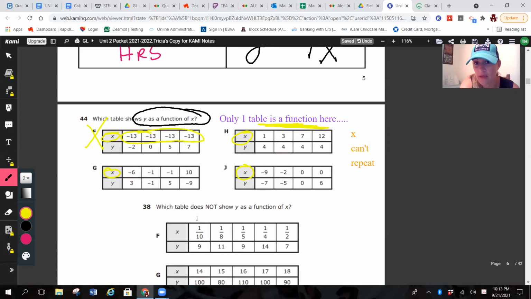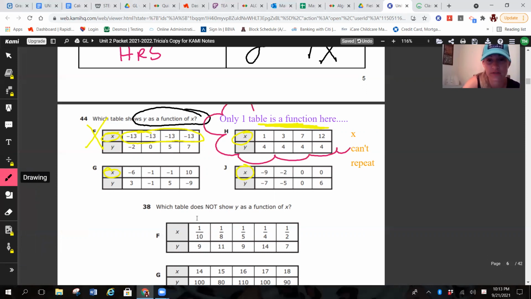H has a 1, a 3, a 7, and a 12. Each X is assigned exactly 1 Y. So 1, 4, 3, 4, 7, 4. Y repeating doesn't matter. Therefore, our answer is H. X does not repeat. The other table, there's 2 -1s, and here there's 2 zeros. You can't have the same X with different Y's.